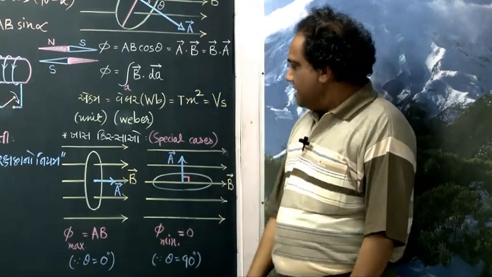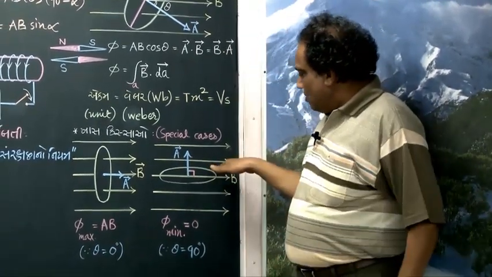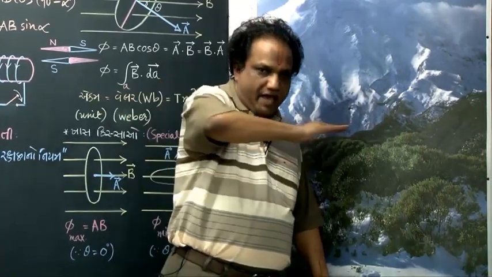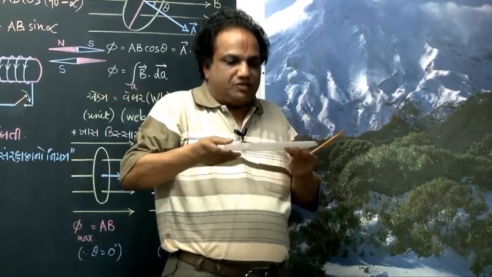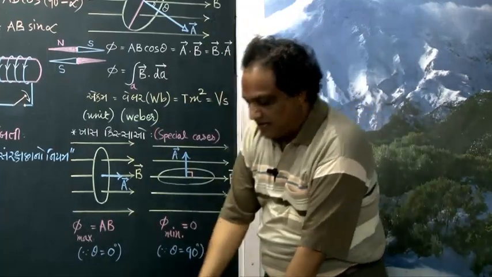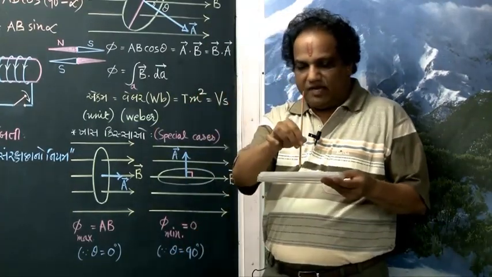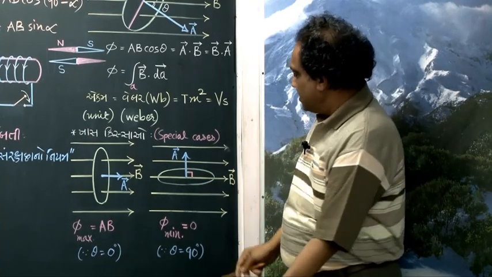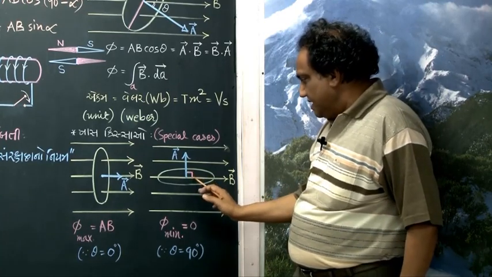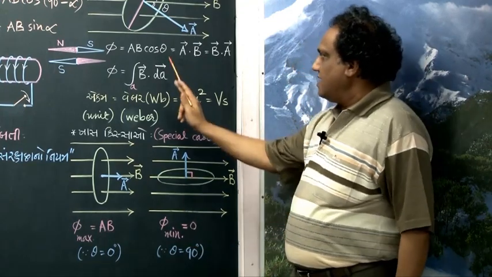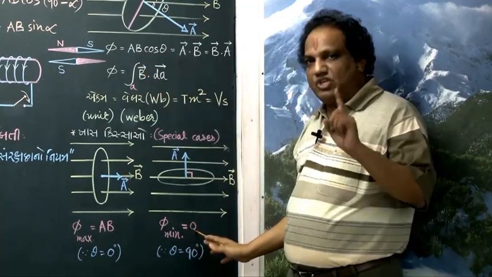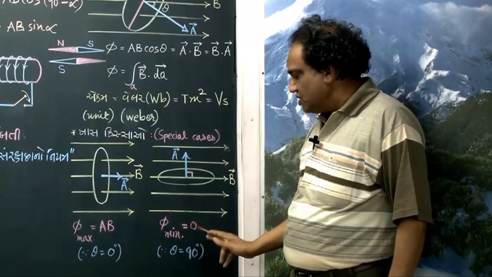Okay, fine. Now let us consider another case in which the plane of the loop is just parallel to the uniform magnetic field. Magnetic field is also this way, and the plane of the loop is also in the same direction. So the plane of the loop is very much parallel to the uniform magnetic field. If the plane is like this, then the area vector you can draw this way. Correct? In the figure you can see this is the area vector, this is the magnetic field vector, and the angle between them is 90 degree. When theta is 90 degree, cos 90 degree is 0, and that's why phi will be equal to 0. 0 means minimum, that's why I am writing here phi minimum equals 0.